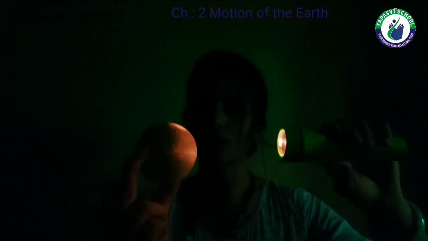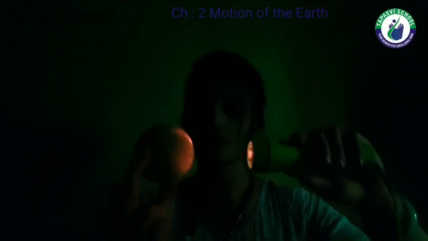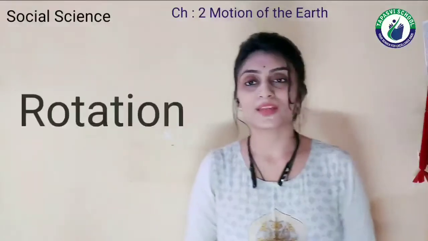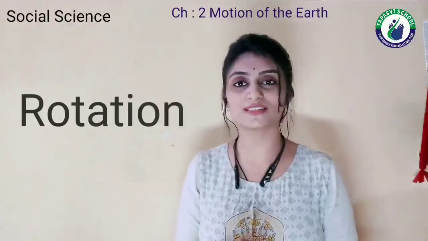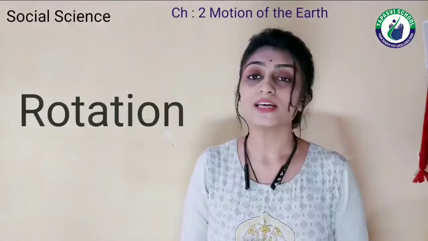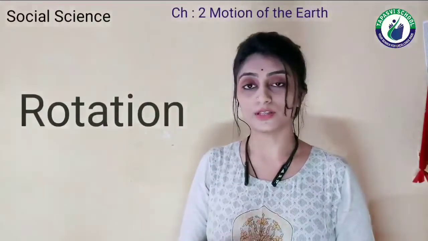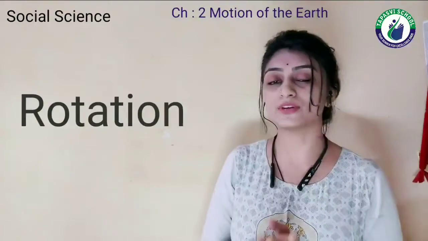In the same way, as the Earth rotates, the part that experiences sunlight will have day, and the other part will have night. So that's the concept of day and night. We have seen how rotation works and how it causes day and night, right? The rotation of the Earth causes day and night. We have learned that, right?